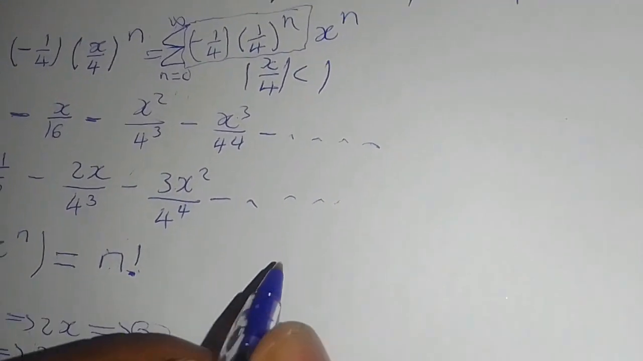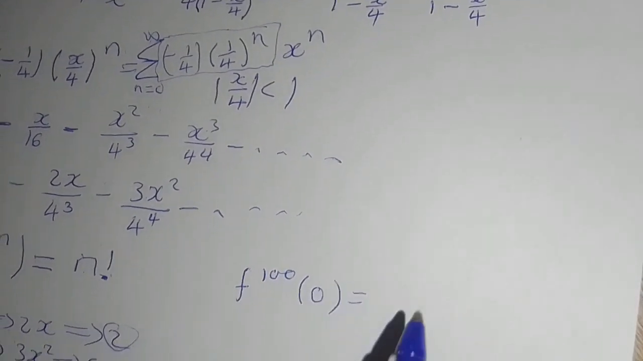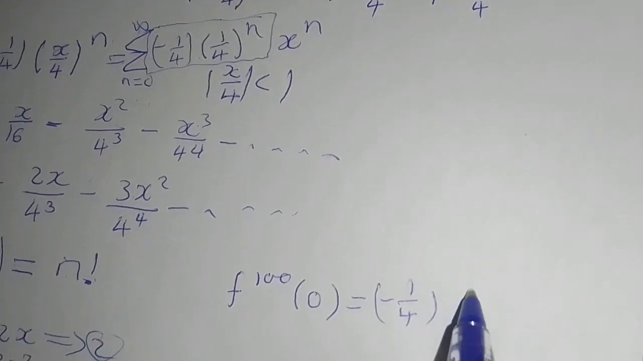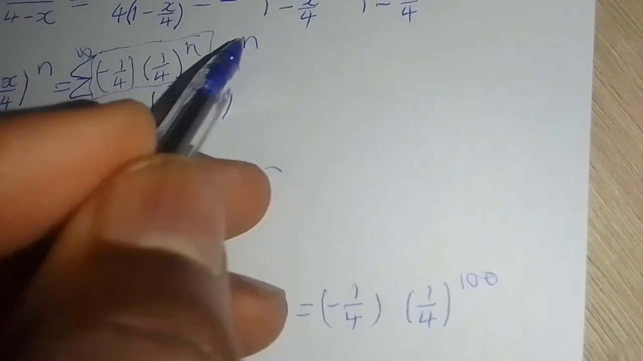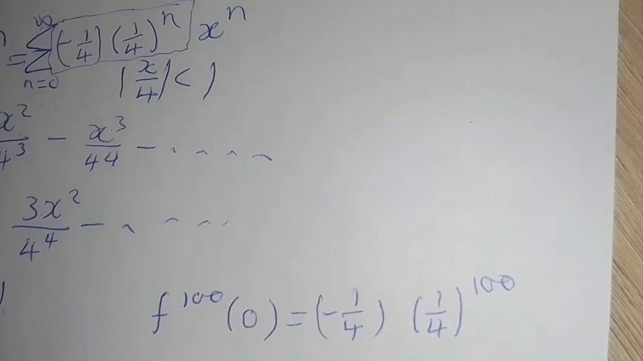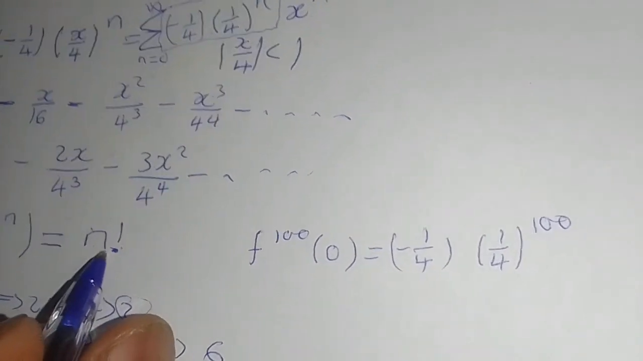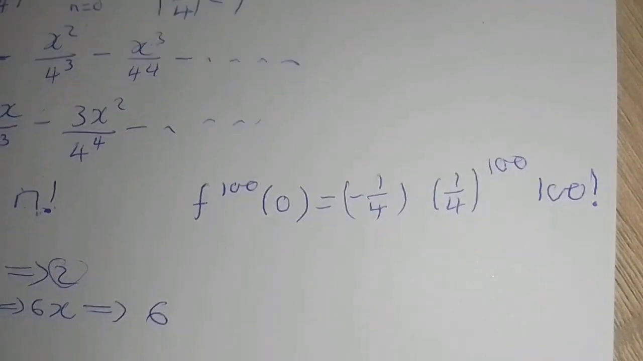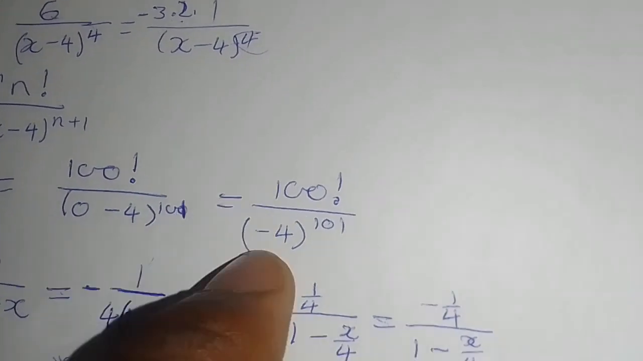And so that means that the 100th derivative at 0 of that will just basically be the coefficient there, minus 1 over 4 by 1 over 4 raised to the 100, because x to the power of n is 100 if n is 100, right? That makes sense, right? And so then you multiply by n factorial. In this case, you're just going to have 100 factorial. And then if you do your further simplifications, this will be the same answer that we have right here.